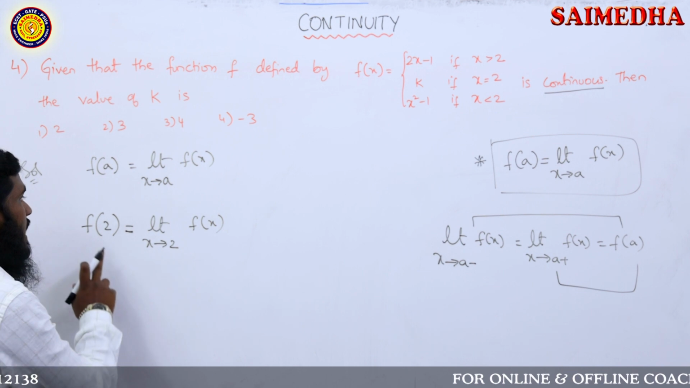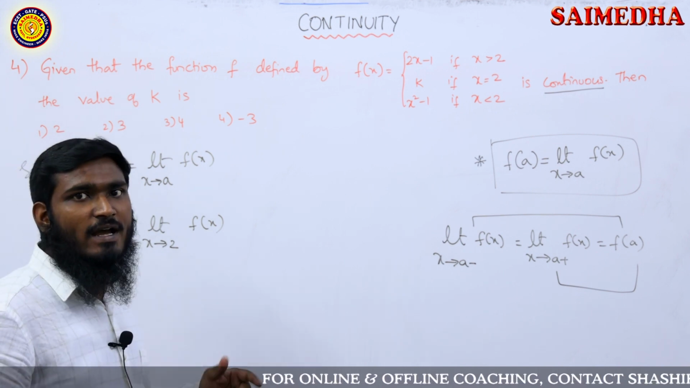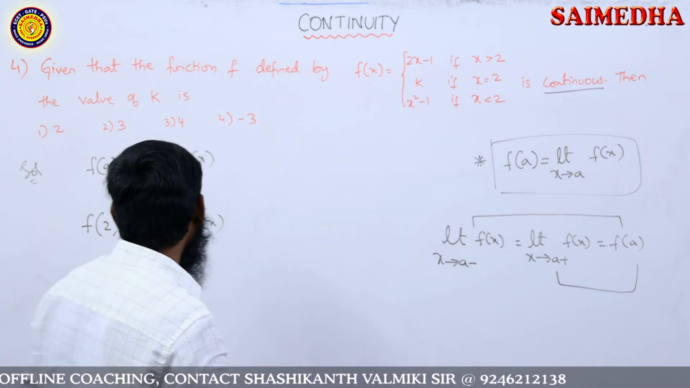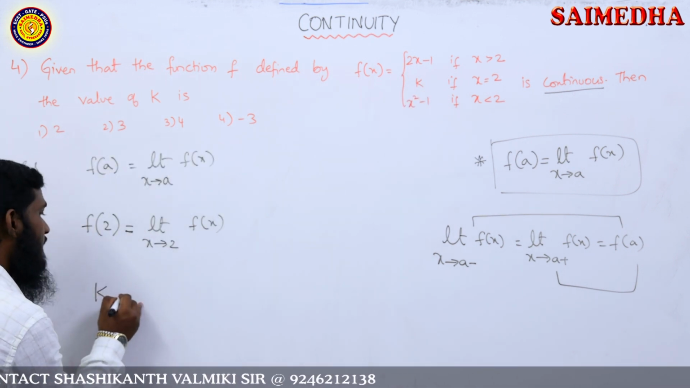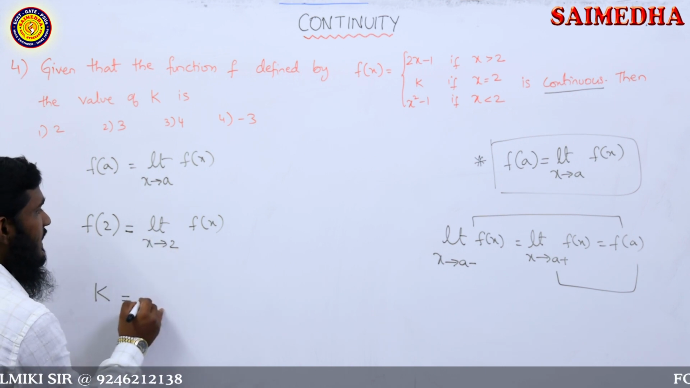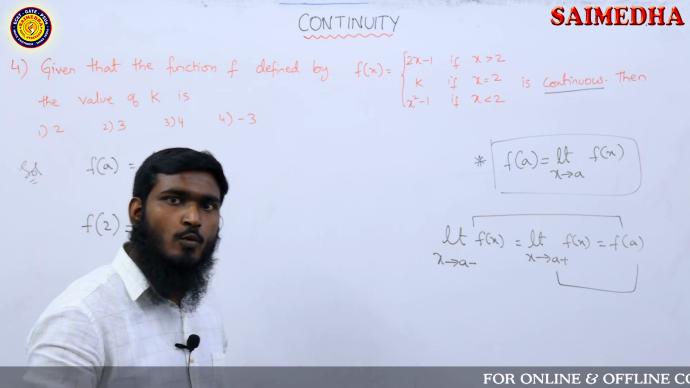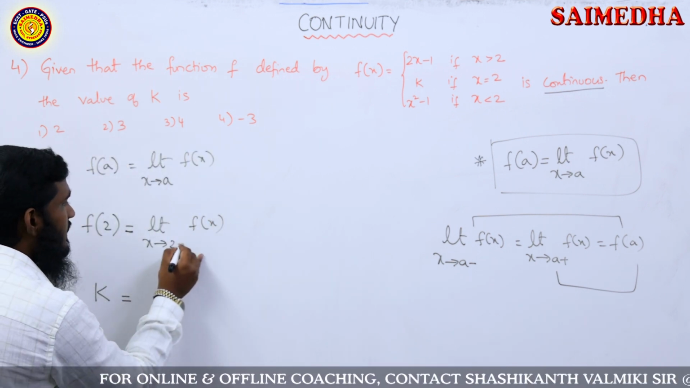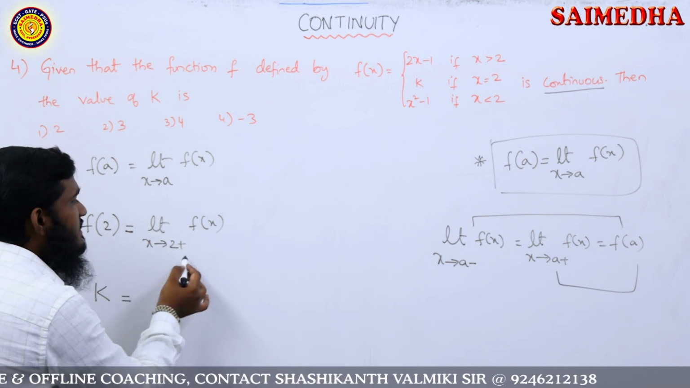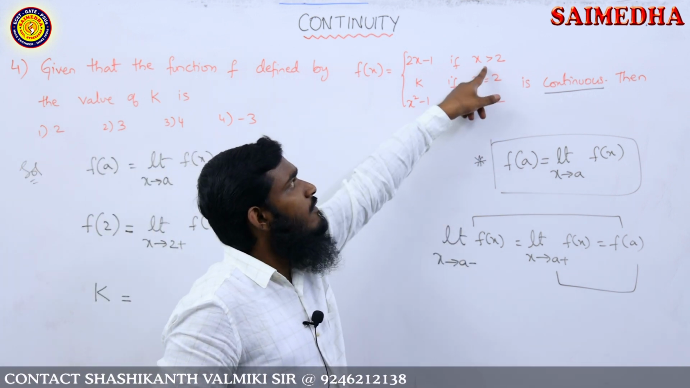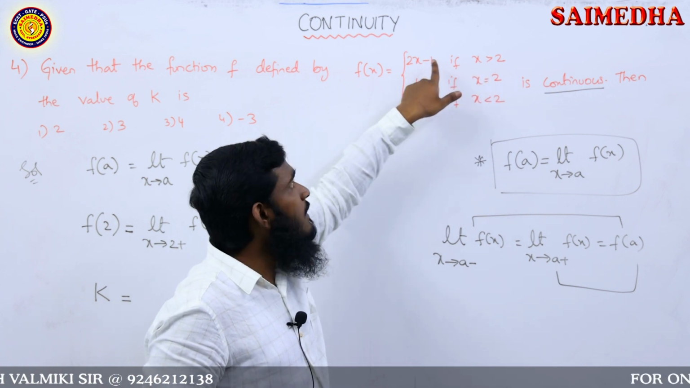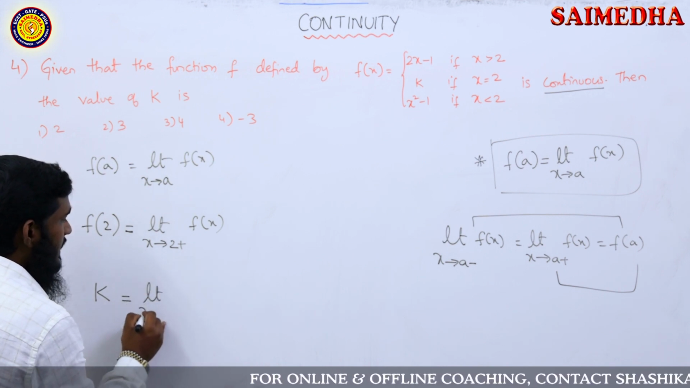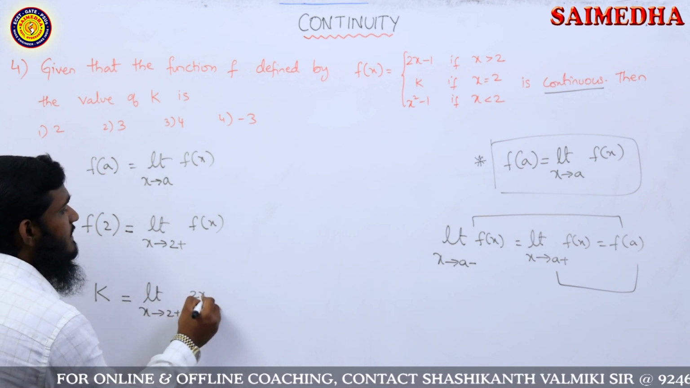Now let us take this part. f of 2 means whenever x value is equal to 2, what we are getting as the answer over here? We have to take it equals k. So k part we have written, which equals, now limit x tends to 2, we can take 2 minus or else 2 plus part. Okay, so if you are taking 2 plus part, limit x tends to 2 plus means it is greater than 2. Whenever it is greater than 2, what we have to take is the function value over here, 2x minus 1. So limit x tends to 2 plus 2x minus 1.